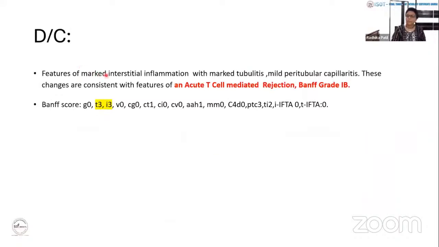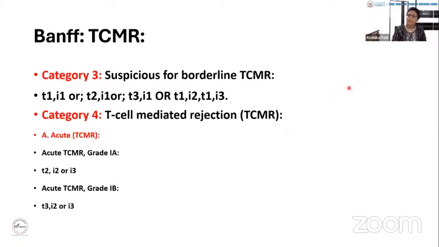So it was a case of marked interstitial inflammation, i3, marked tubulitis, t3, consistent with acute T-cell mediated rejection, Banff grade 1B. Remember, we can see both combined ABMR and TCMR cases also. According to Banff, TCMR starts from category 3, suspicious for borderline TCMR, where the tubulitis is mild and interstitial inflammation is also mild. Interstitial inflammation should be at least 10% to score it i1.